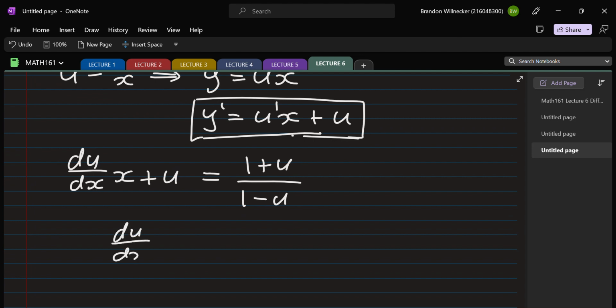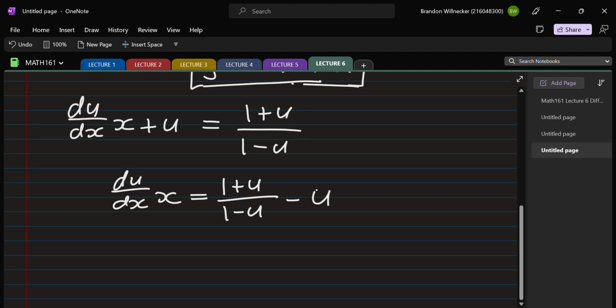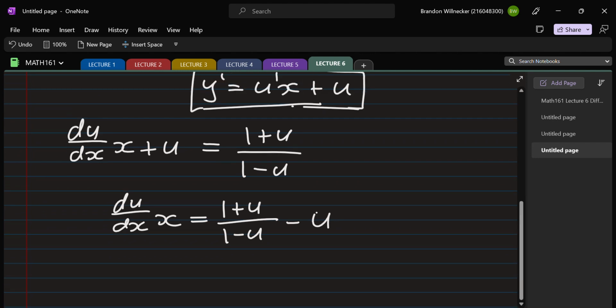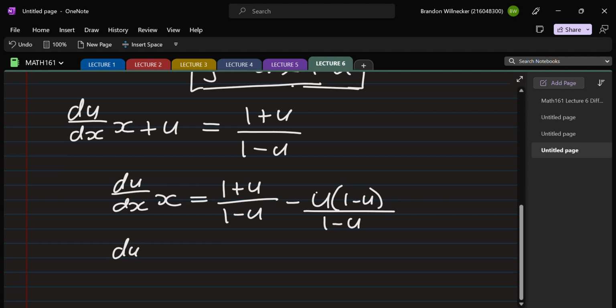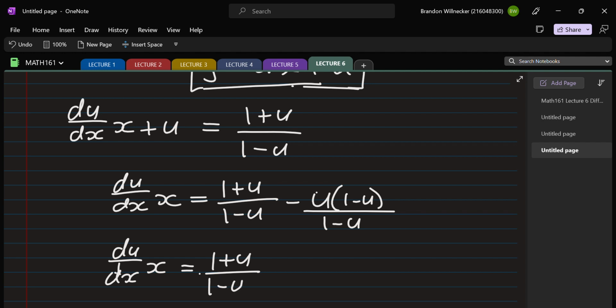So, du by dx times x is equal to 1 plus u over 1 minus u minus u. Okay, now to simplify this, it would be nice to have the same denominator. So let's turn this u into u times 1 minus u over 1 minus u. Okay, so that gives us the same denominator for that. So here we have du by dx times x is equal to 1 plus u over 1 minus u. Okay, and then we have the same denominator here now, so minus u, 1 minus u.